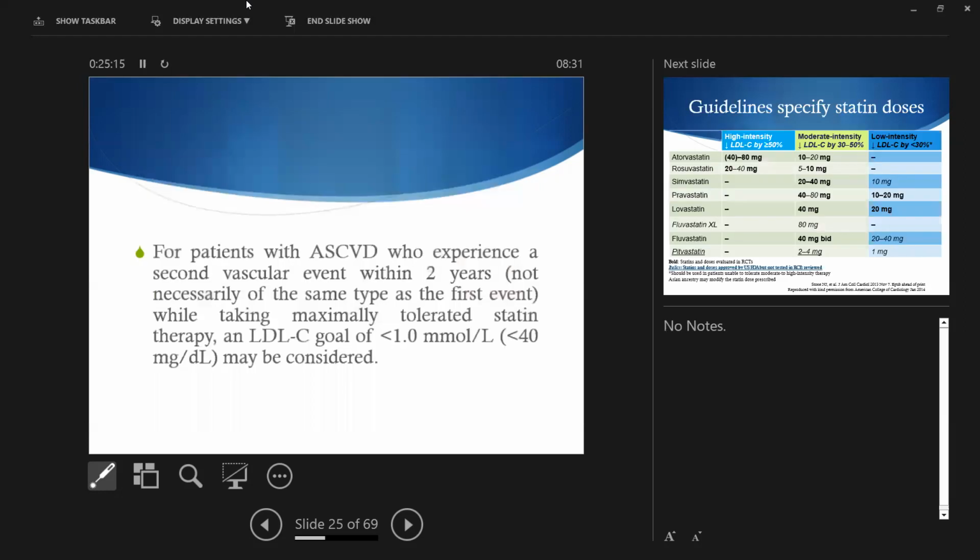For patients with atherosclerotic cardiovascular disease who experience a second vascular event within 2 years while taking maximally tolerated statin therapy, an LDL goal of less than 40 milligram per deciliter may be considered. That's the recommendation. So if a patient already had an event, and within 2 years they have a second event, then our treatment target is much lower.